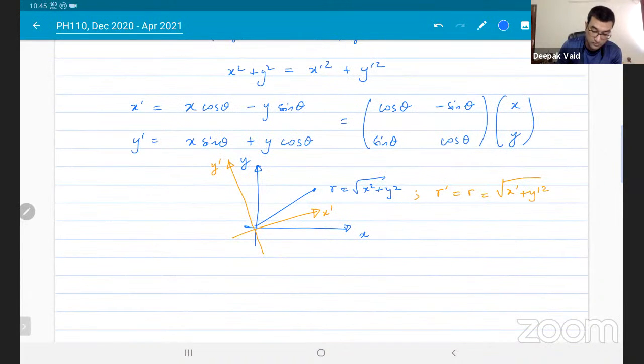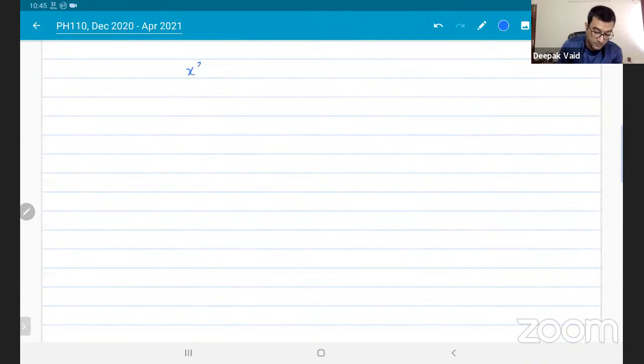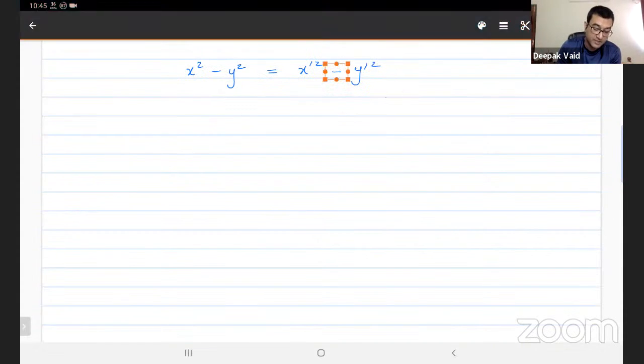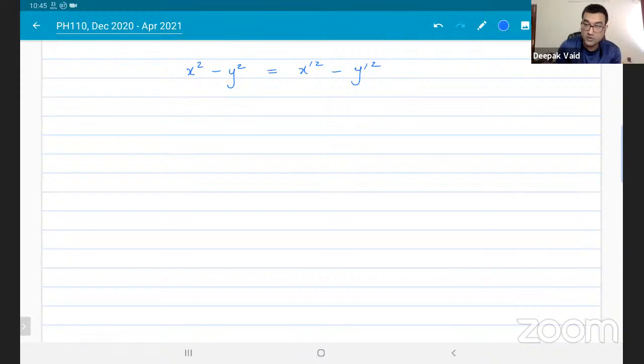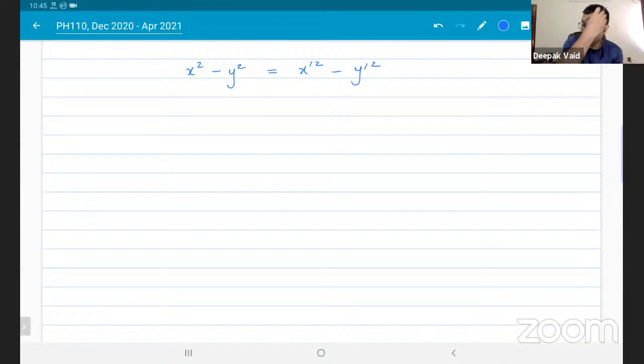Now I can ask the same question, but with a minus sign instead. What if I have two sets of coordinates, x y and x prime, y prime, but I want a transformation between those two coordinates such that this expression with a minus sign is a constant. Tan and secant functions. Right. So the solution would be that instead of cosine and sine, one would use hyperbolic cosine and hyperbolic sine.